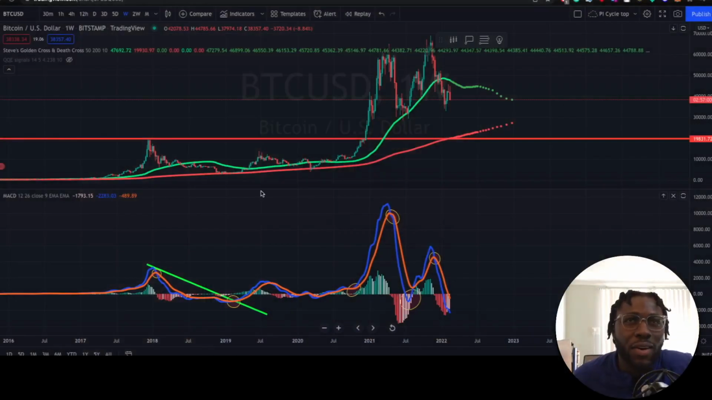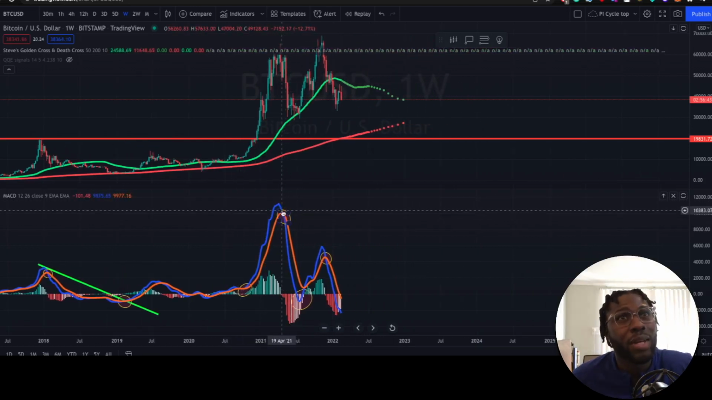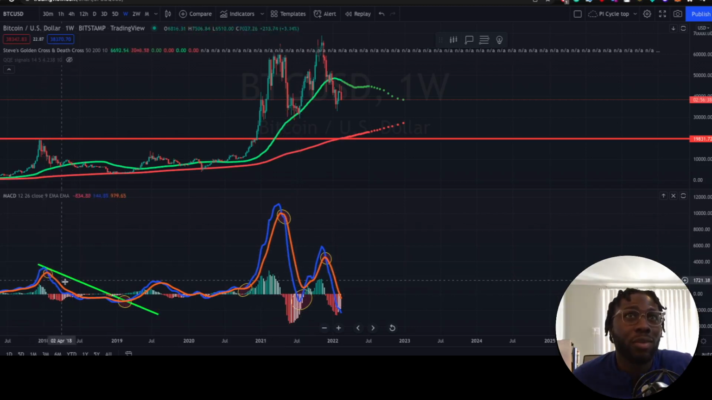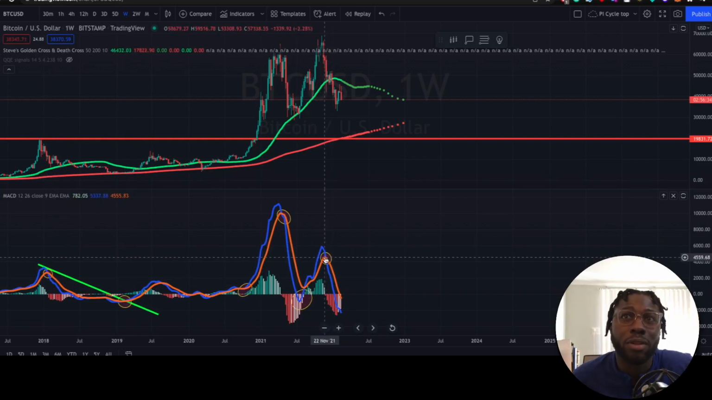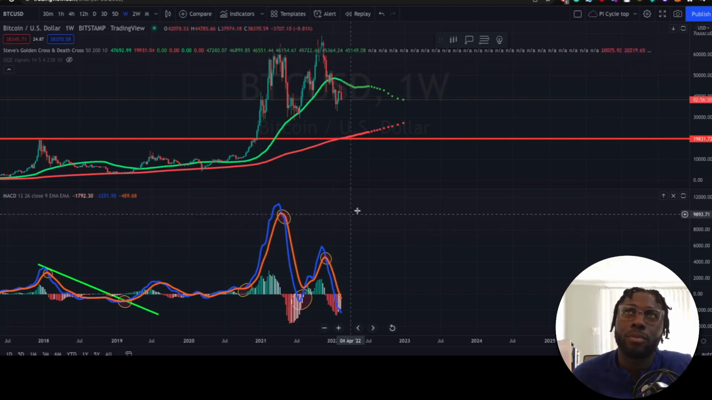Alright, so last week on the weekly chart, what we did was we highlighted on the MACD that we had a cross. And usually when we have a cross on the MACD, price usually trends downwards. Looking at this particular chart, in the past when we had a cross, the trend went down. And right now we had a cross in November and the trend is down. So that's what we highlighted last week.